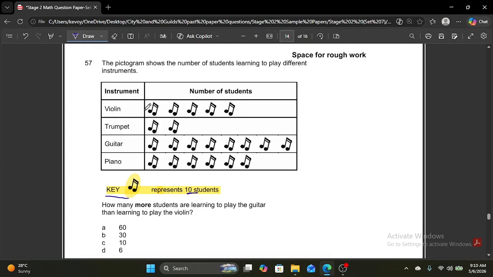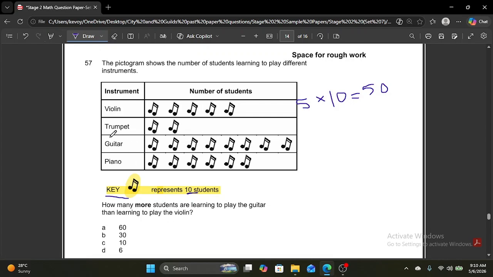So for the violin, we have 1, 2, 3, 4, 5. So this is 5 for the violin, and we know that each symbol represents 10. So that's 5 times 10, so that's 50 students. That violin class is a big class. Alright. And now compared to the guitar. How many more persons are learning to play the guitar than the violin?